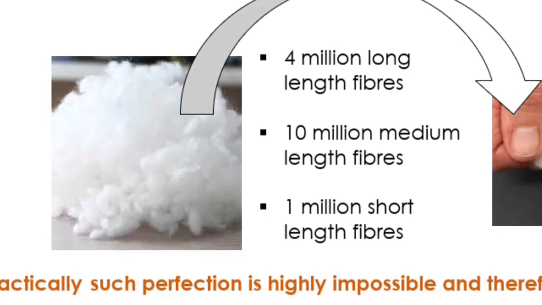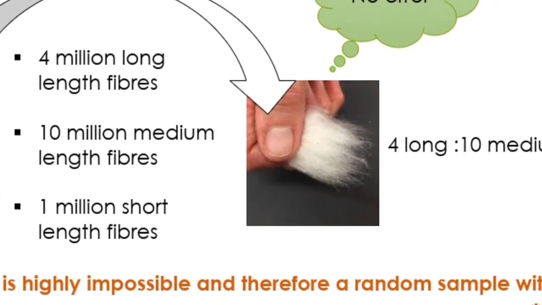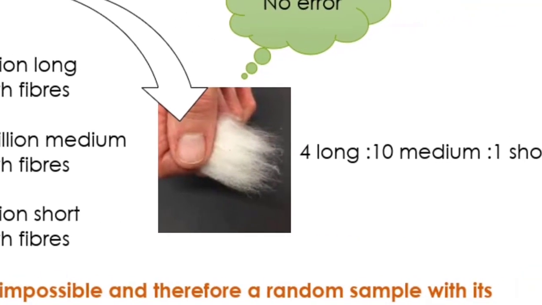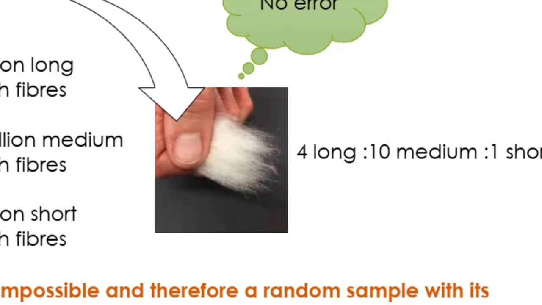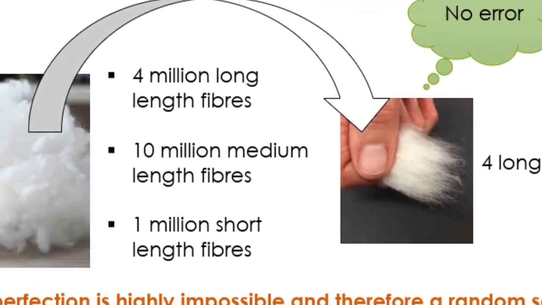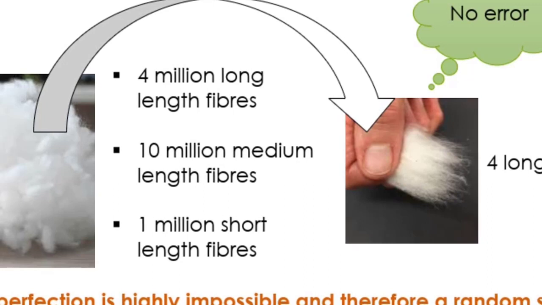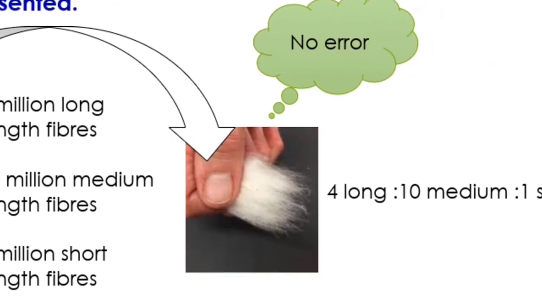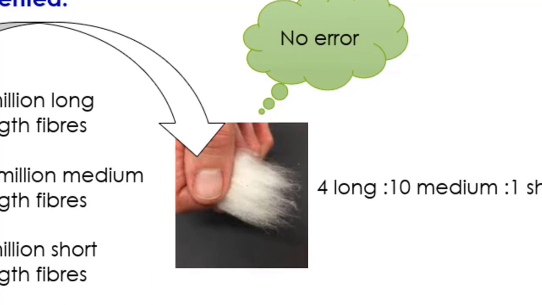While you select a sample, suppose you have selected 4 long to 10 medium to 1 short. For example, 40 long fibers, 100 medium, 10 short, to make them 150. Then this sample is called a numerical sample because you have collected the sample according to their proportion, according to their number. So here there is no chance of error. This numerical sample will have zero error.